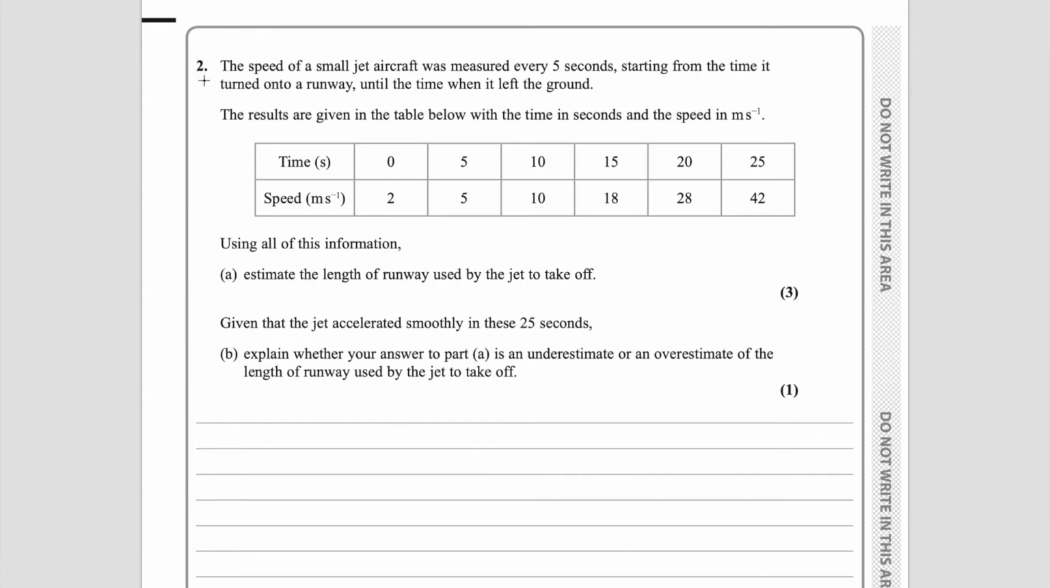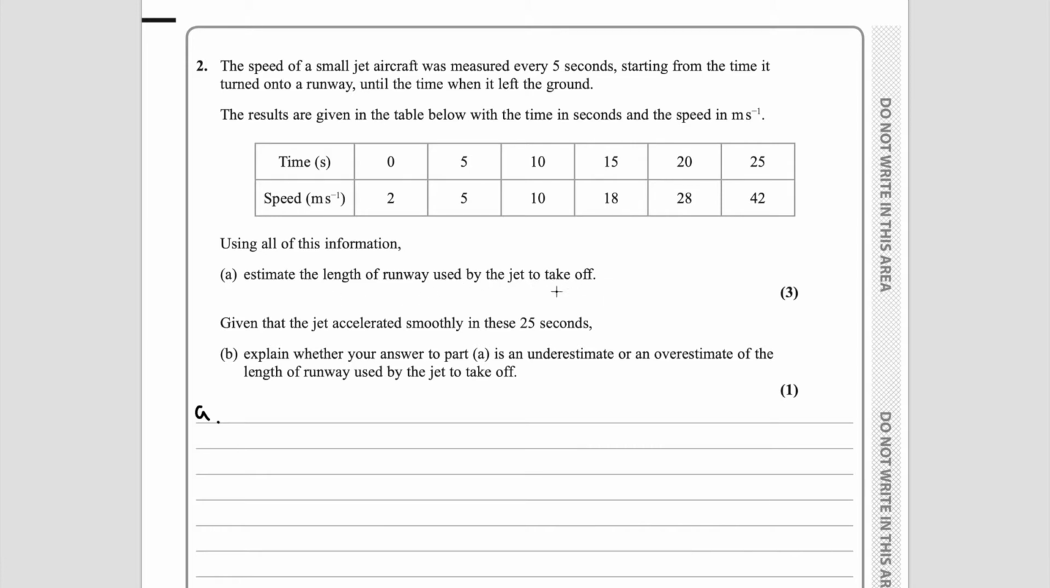In question number 2, we are given that the speed of a small jet aircraft was measured every 5 seconds, starting from the time it turned onto a runway until the time when it left the ground. The results are given in this table here with the time in seconds and the speed in meters per second. In part A, we are asked to use this information to estimate the length of the runway used by the jet to take off.